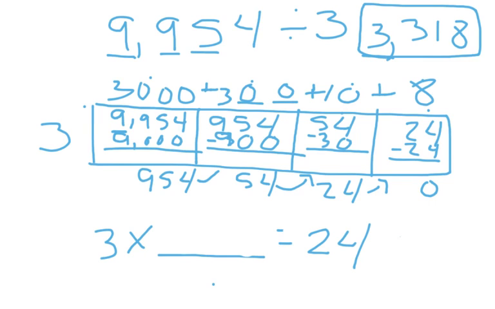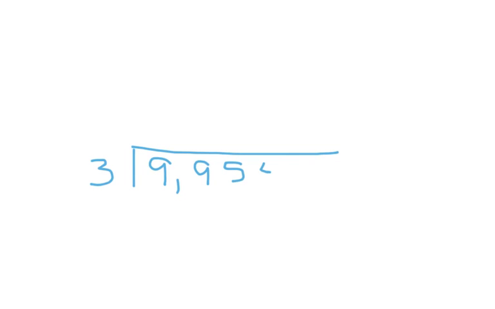All right, I know that this has been an extremely long lesson, but I'd like to try this one problem now using the place value strategy. We'll do this quickly. Please hang with me, friends. We've got the number 9,954 divided by 3.